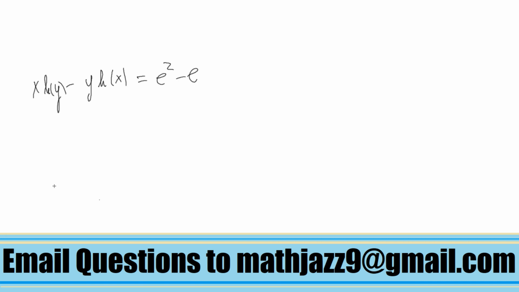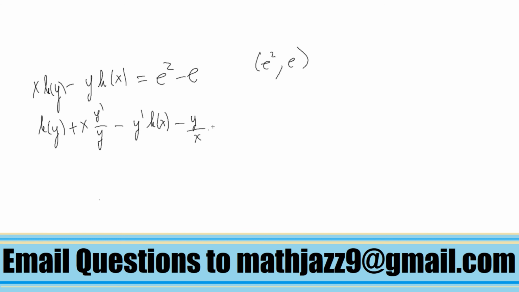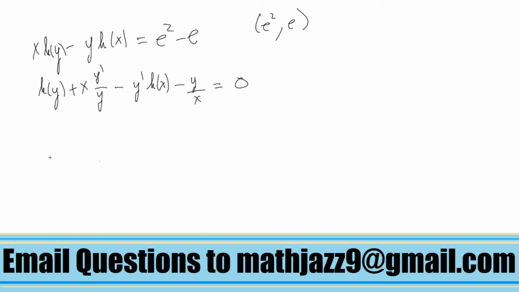And now, from here, we want to look at the point e squared comma e. So we take a derivative. We get ln y plus x y prime over y minus y prime ln x minus y over x equals 0. That's just the derivative using our implicit differentiation.